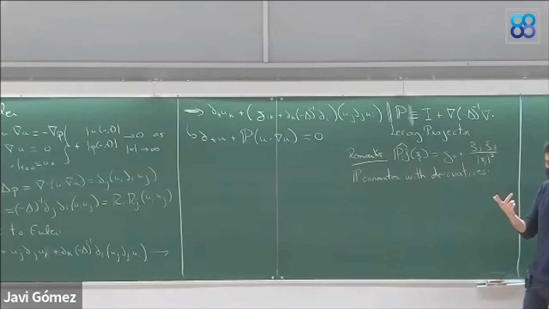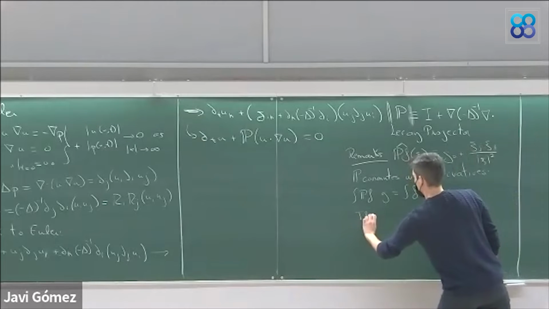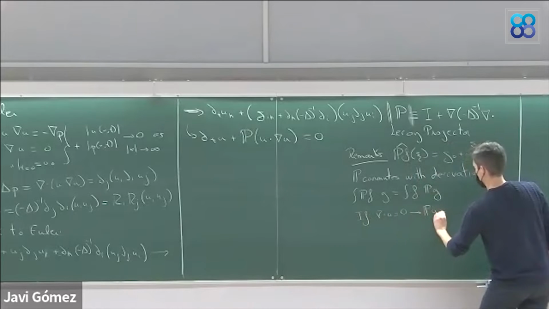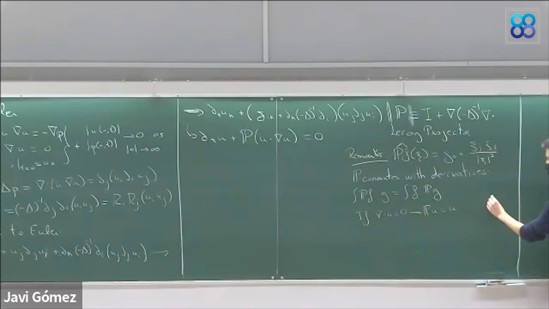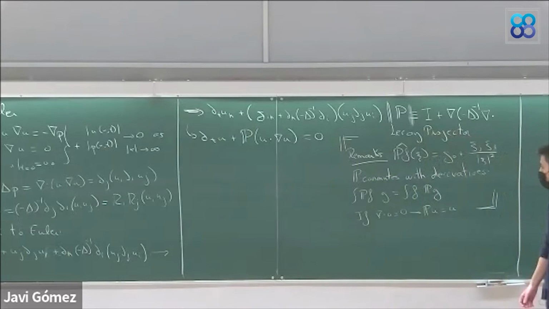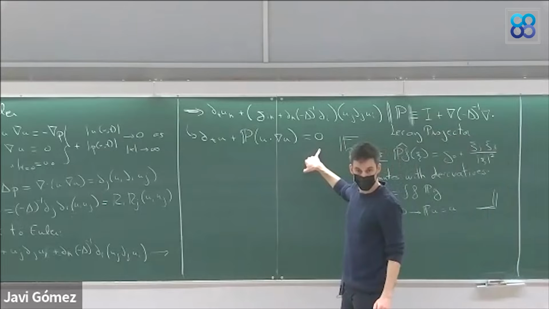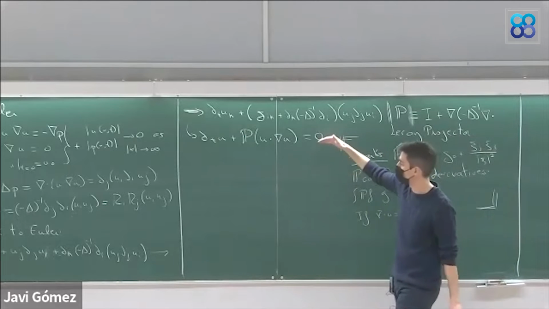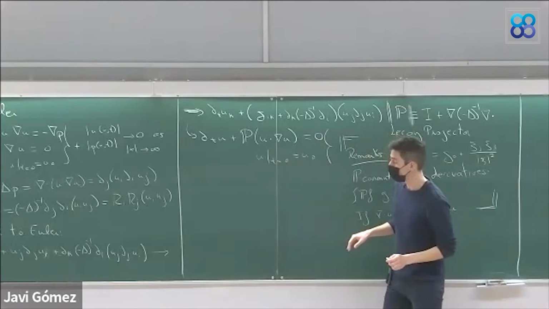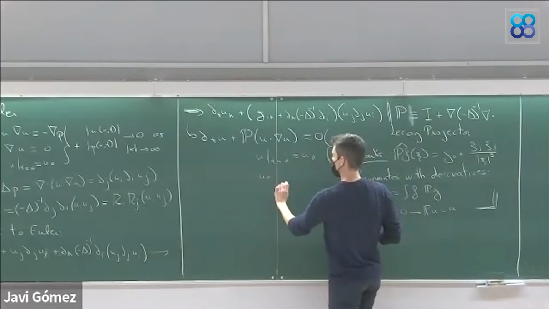It's self-adjoint in L2. And I already said that if a function is divergence free, then P of U equals U. So the expression I will use for the Euler equations is this one plus the initial data.